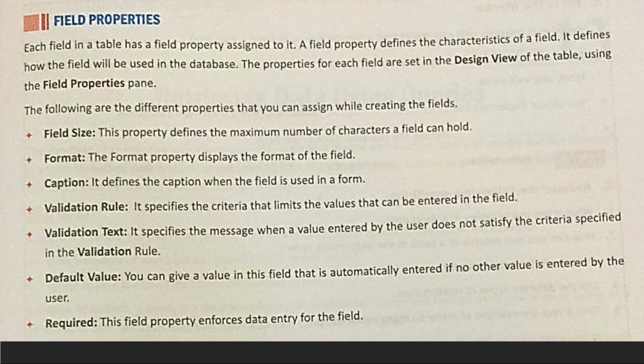And required: this property enforces data entry for the field. It means you cannot keep any field as null. Null means nothing. So these are the field properties that you have to use whenever you are creating a table in design view. In datasheet view these things are not there, and only the design view will provide these field properties parameters. You have to see that. All right, so these are the theoretical explanations of the operations on tables in RDBMS.